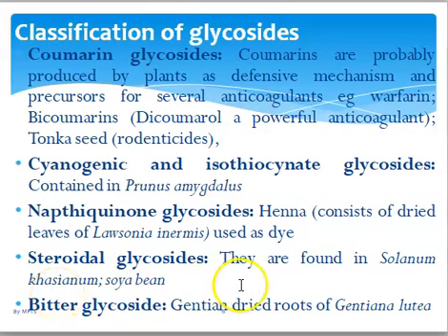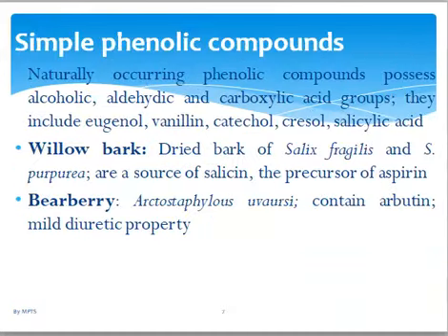Bitter glycosides, gentian root. Of course, we know what it is used for, on wounds. We have the simple phenolic compounds. These are naturally occurring compounds. Now that phenol group. Here I'm not even doing the structures and all these. Examples include eugenol, vanillin, catechol, salicylic acid.